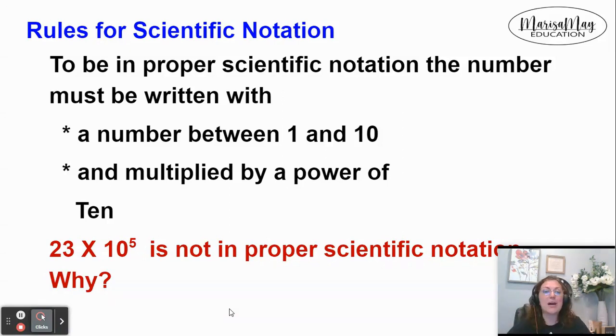So look at the red at the bottom here. 23 times 10 to the 5th is not in proper scientific notation. Why not? You guessed it. It's that 23 in front. Remember, that's the number that has to be between 1 and 10 in order to be in proper scientific notation.